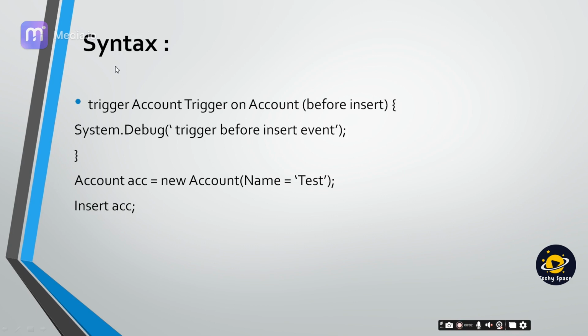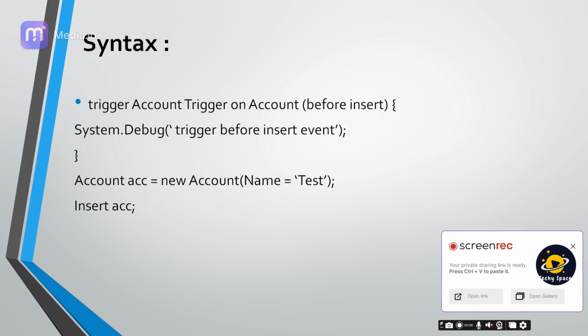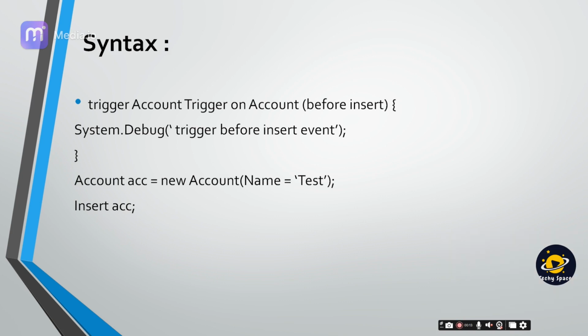Here is a simple example to explain how a trigger works. First is a trigger on account before insert. This line declares the start of a new Apex trigger named account trigger, which will operate on the account object. In the event section, it is declared as before insert. It specifies that this trigger will run before new account records are inserted into the database.